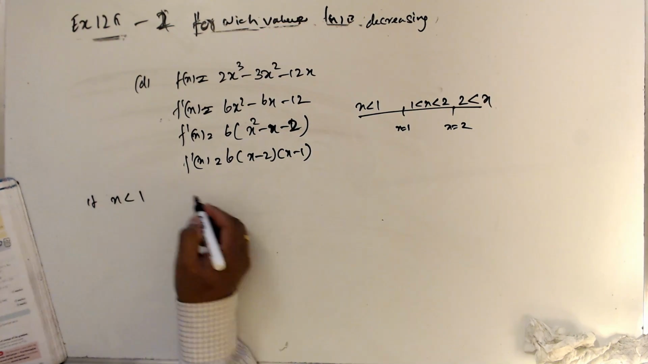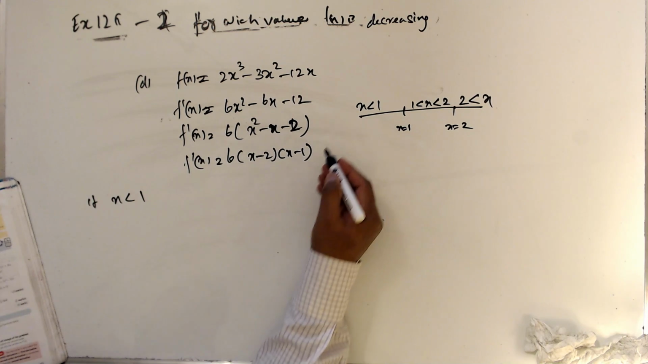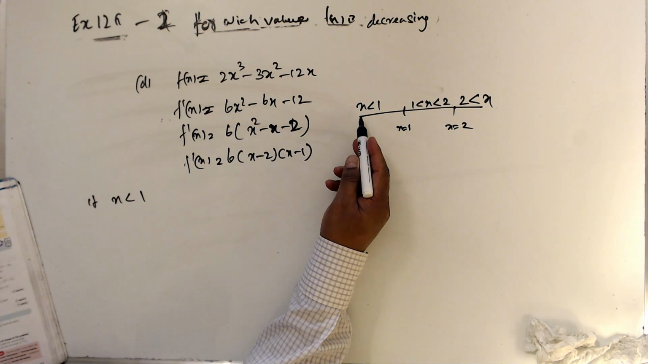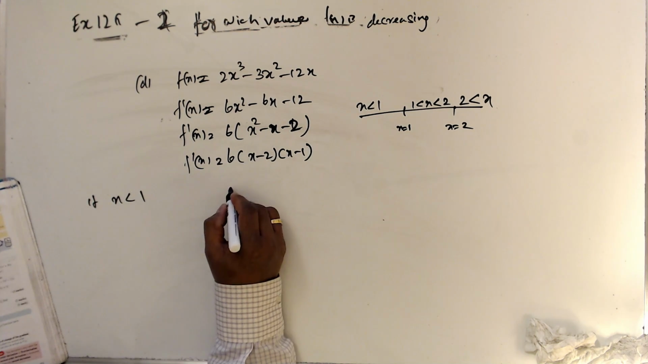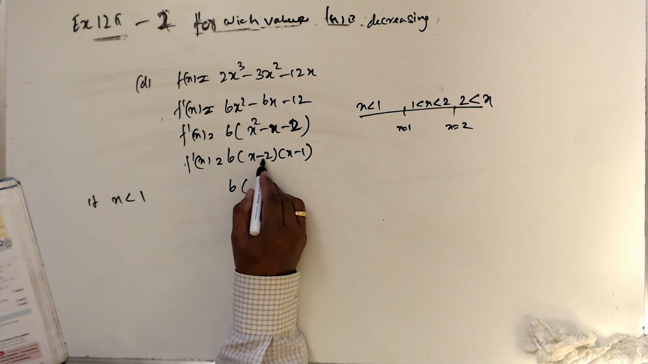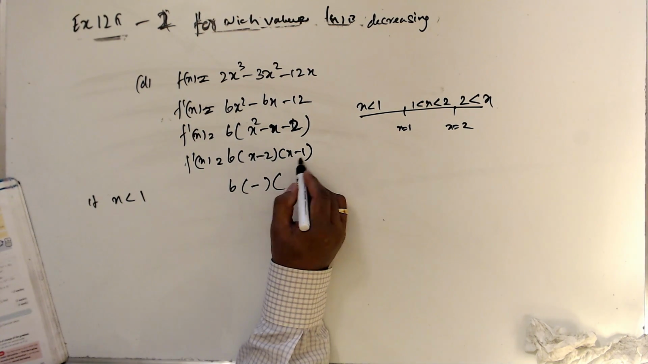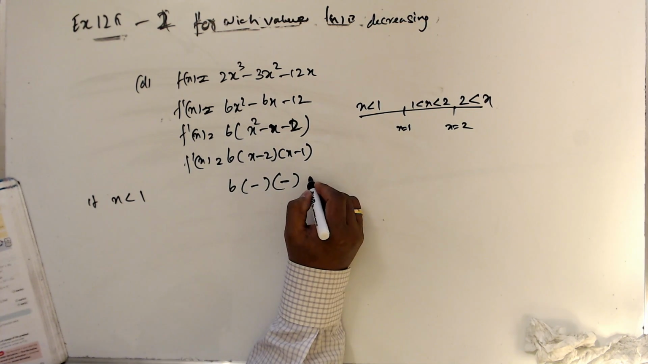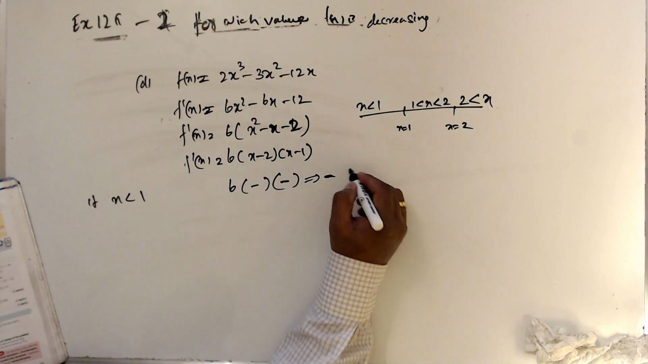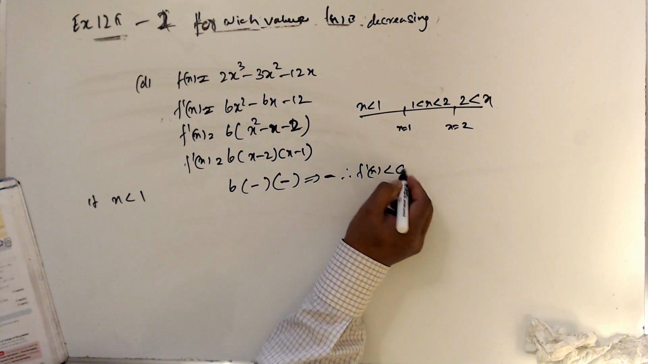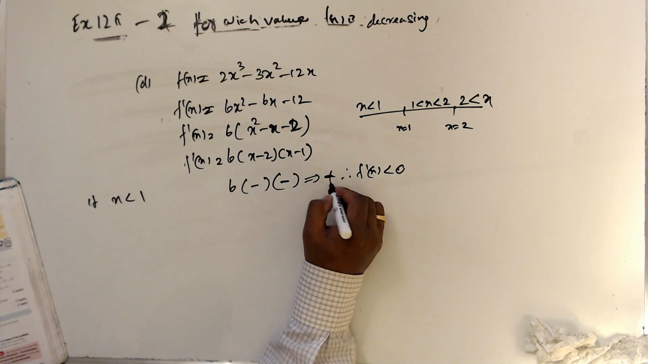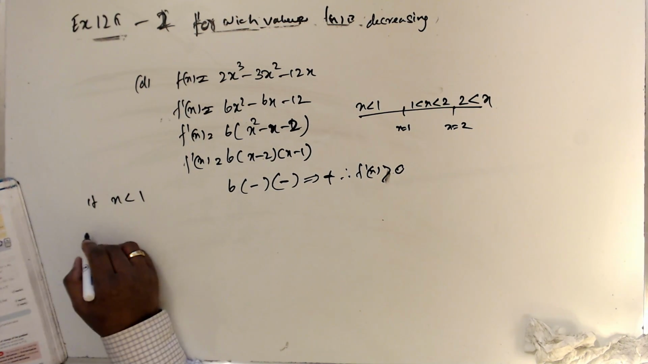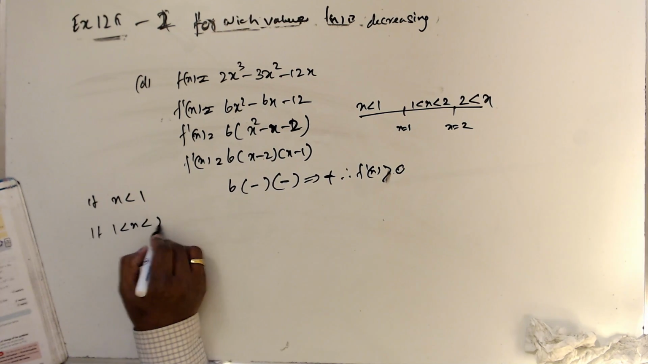If x is less than 1, take any value less than 1, let's say minus 100. Then this is going to be 6 times minus 100 minus 2, which is negative, and minus 100 minus 1 is negative. So negative times negative is positive. So f dash x is greater than 0. If x is between 1 and 2, what will happen?